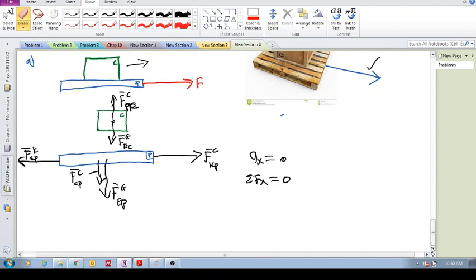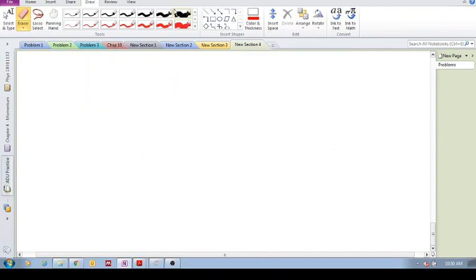Alright, now let's look at the inclined situation. Okay, so the incline, I'm just going to quickly draw it here. Okay, there's the pallet and there's the crate, right? And the person is pulling it up like that. Okay, so let's break these guys up again.